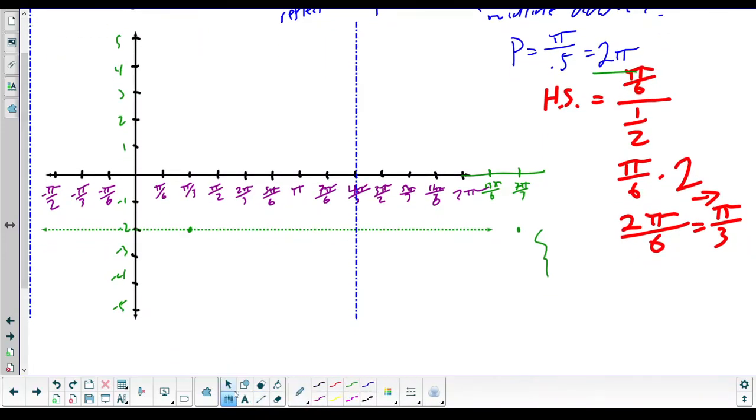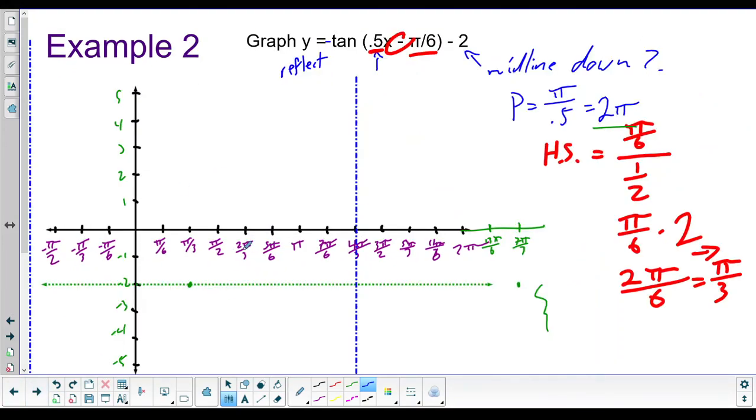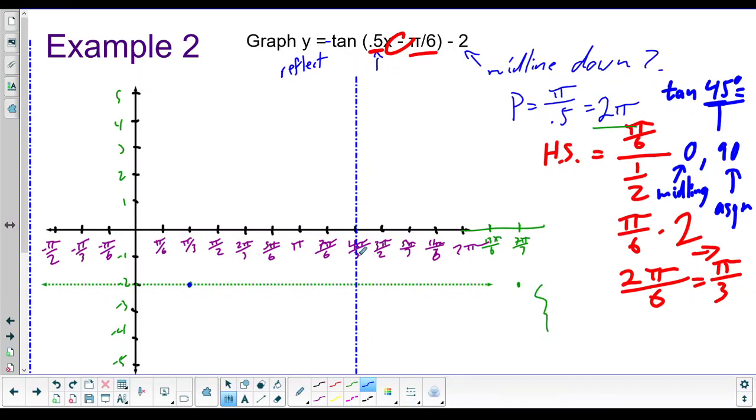Now, because this is all stretched out, our pi of 30 and pi of 60 aren't really going to work here. The important point that I like to have memorized is halfway between the point on the midline and your vertical asymptote. That's where your 1 is. Tangent of 45 degrees equals 1, halfway between 0, your midline, and 90, your asymptote. In our case, because it's negative, it's going to flip and be -1.